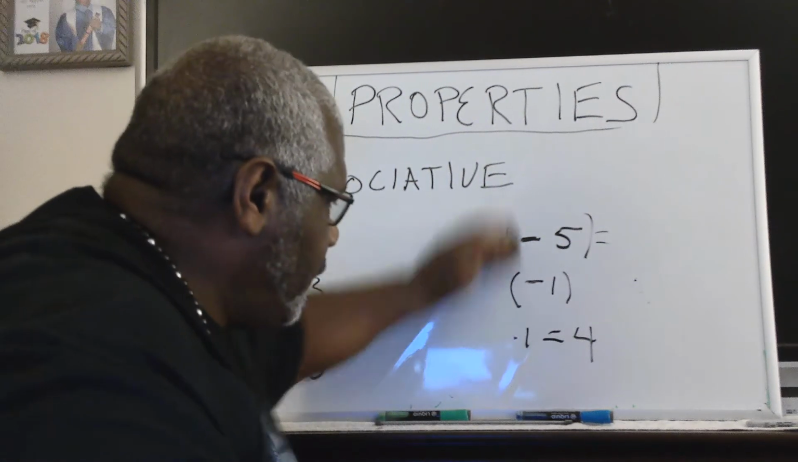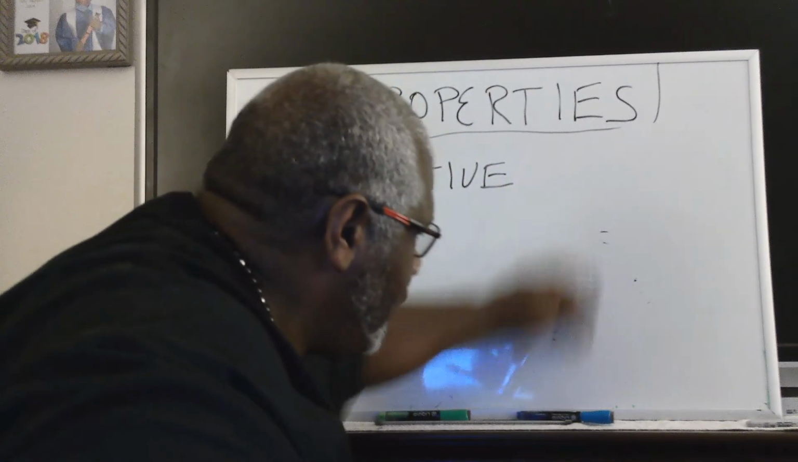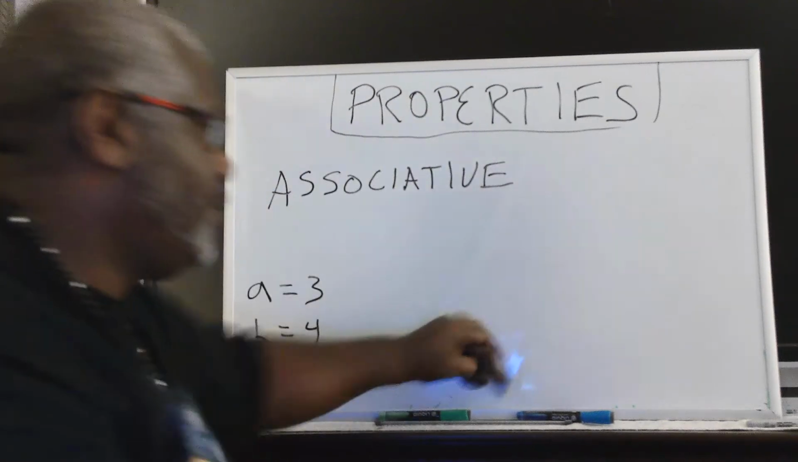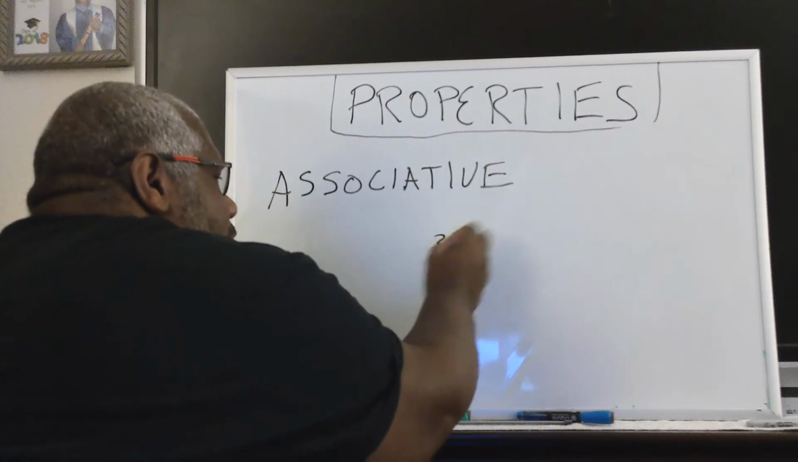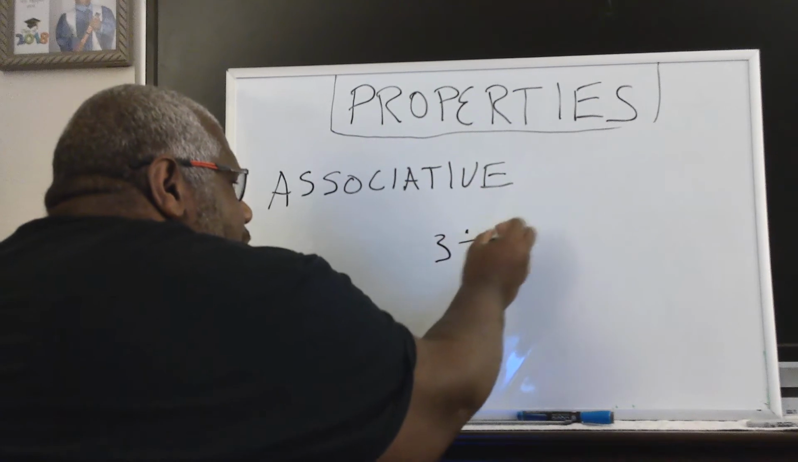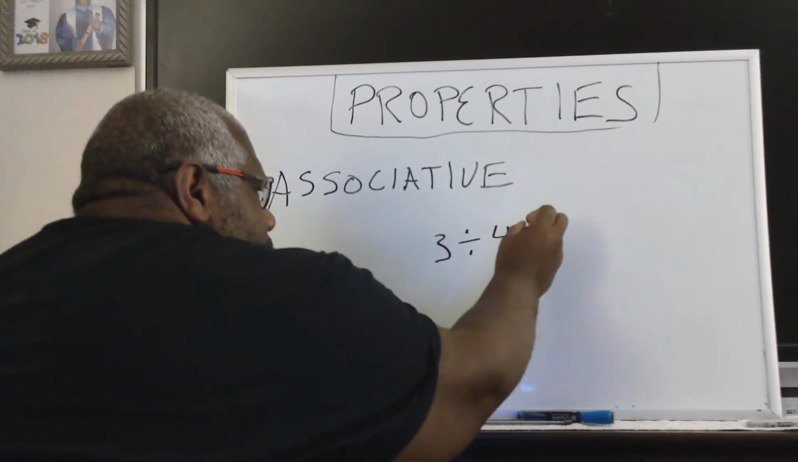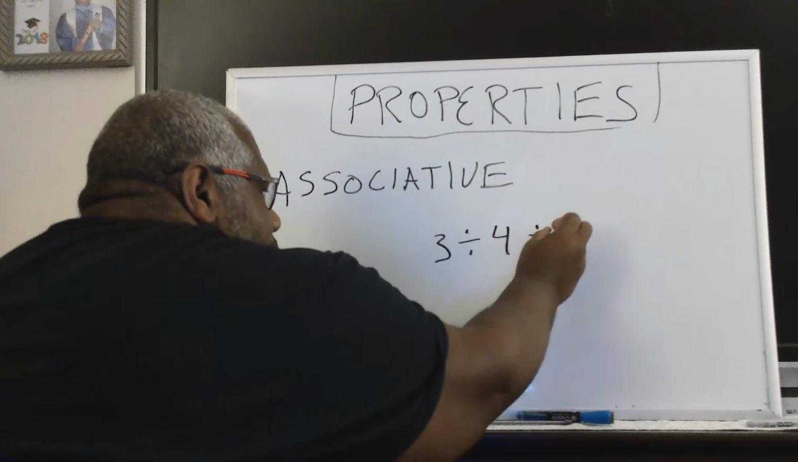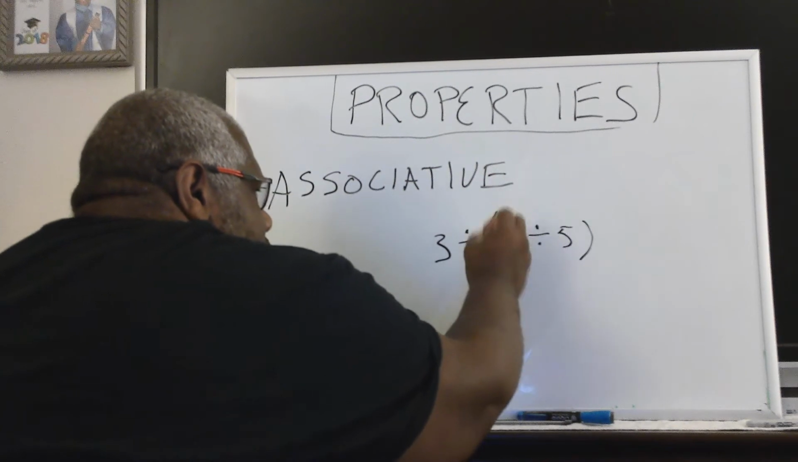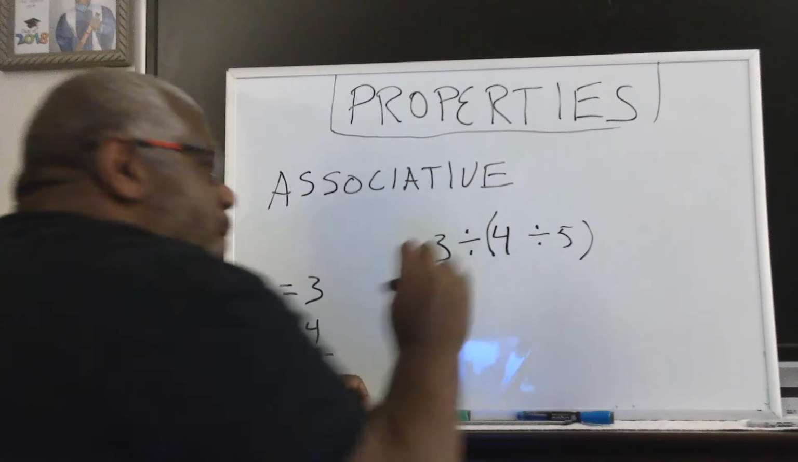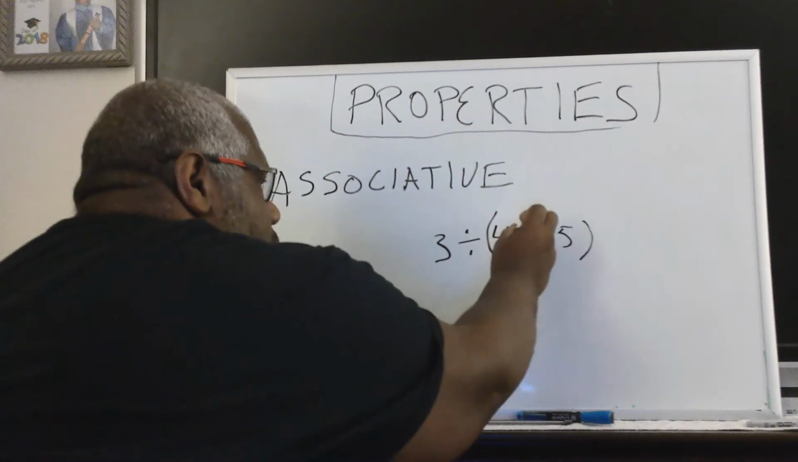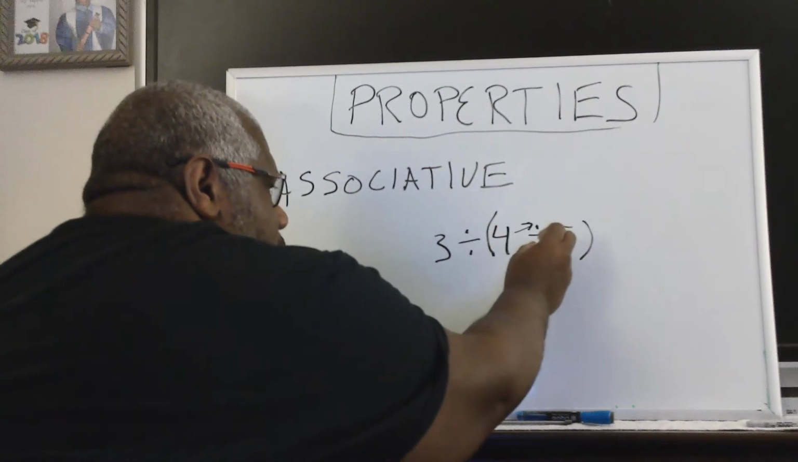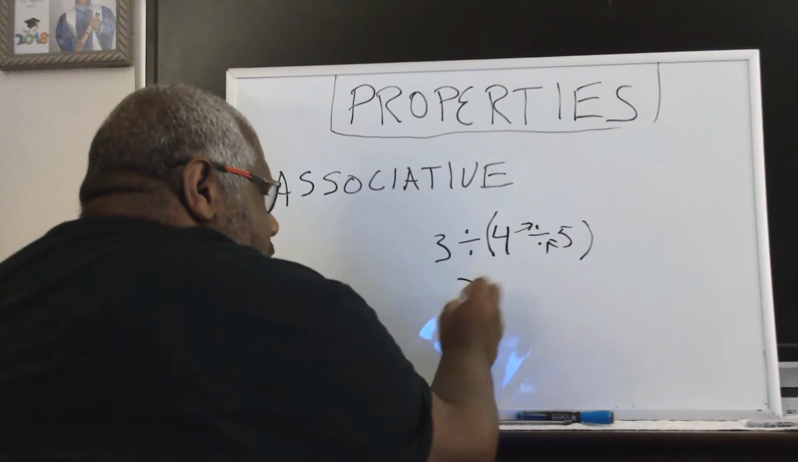Well, guess what? If it doesn't work for subtraction, it's not going to work for division. And let's see why. If you go 3 divided by 4 divided by 5, you can already see this is going to be an issue. So remember what I said about the rule of that divisor sign, you go here, you go here. So you can write this like this.